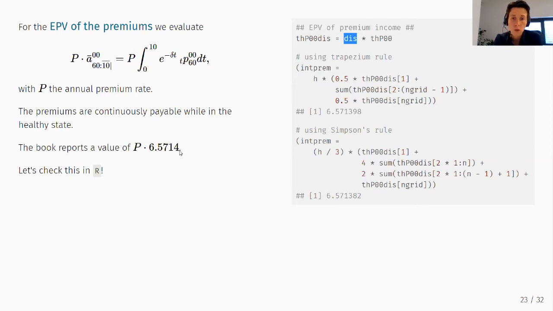And I indeed see that what the authors of the book report is correct. Does that make sense? That's in a nutshell what I do. I vectorize this function, calculate the values along a fine grid, and then I do, in this case, either the trapezium rule or the Simpson rule to do the numerical evaluation.